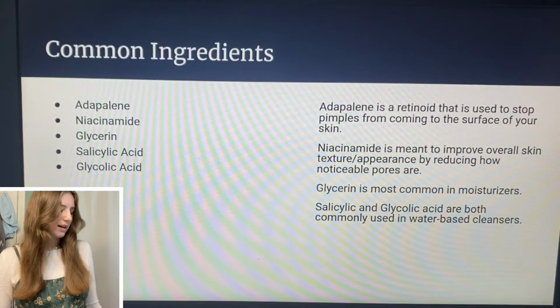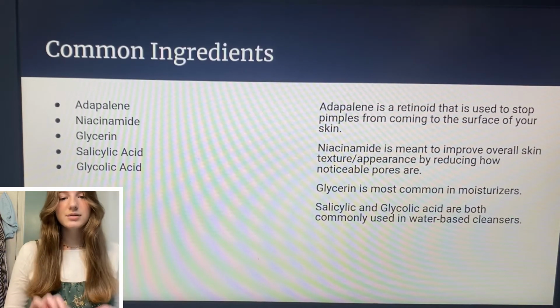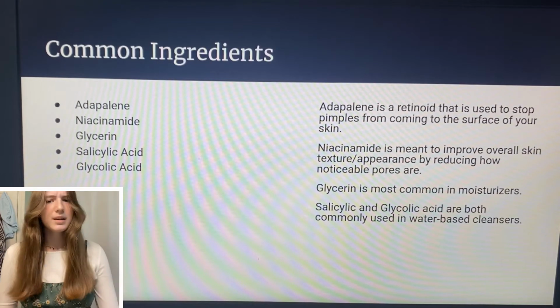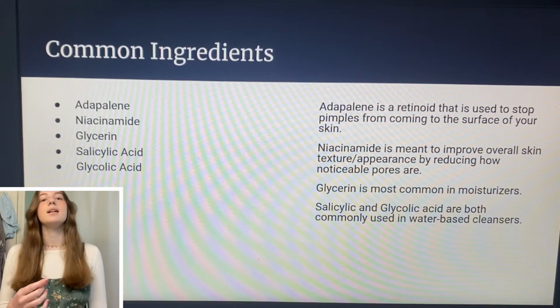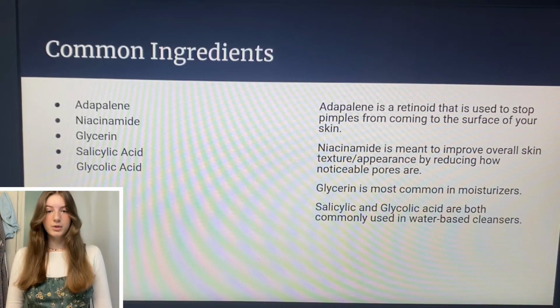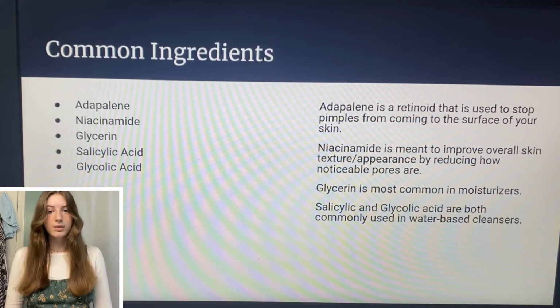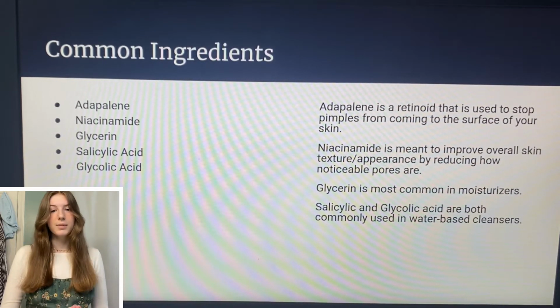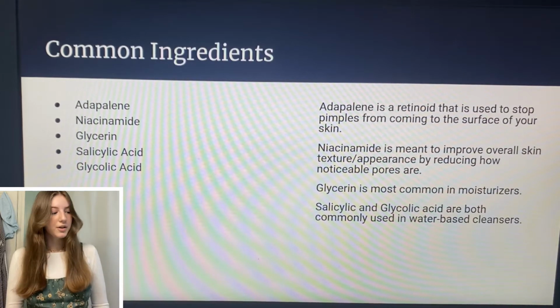So the first thing that I have is adapalene. Here is just a little tube of adapalene that I have. Adapalene is a retinoid. You can either get it in a gel form or a cream form. It just depends on where you get it from. If you get it from your dermatologist, it's probably going to be a cream. If you get it from just over the counter, it's probably going to be a gel.